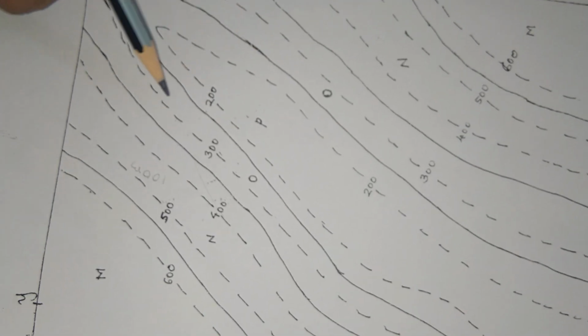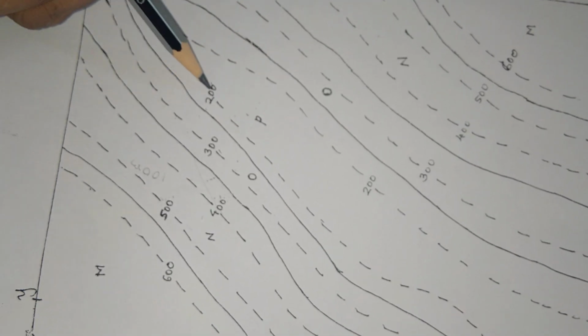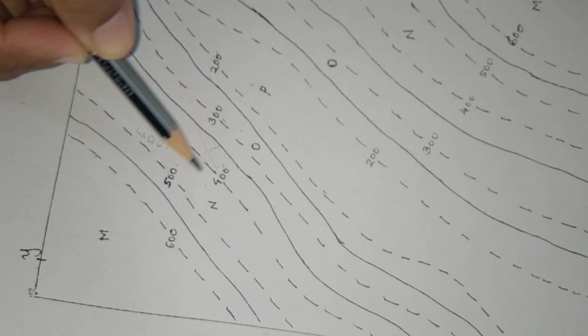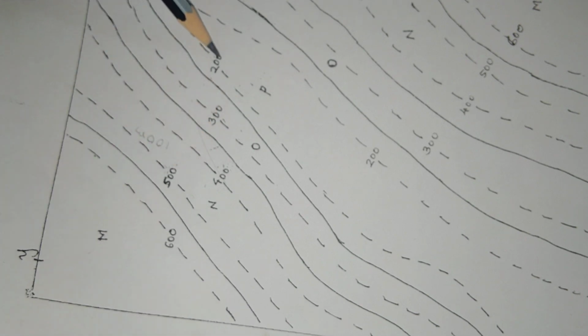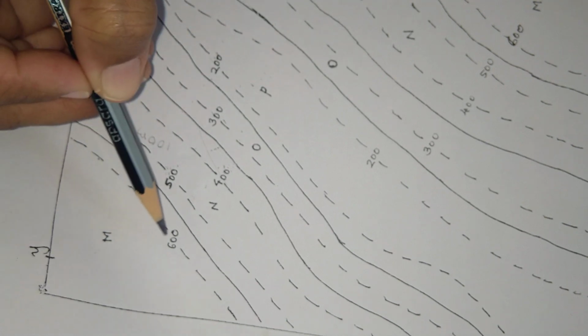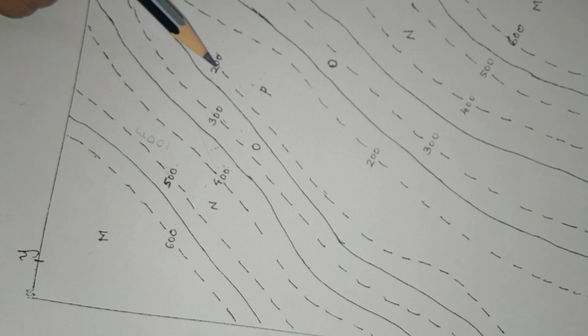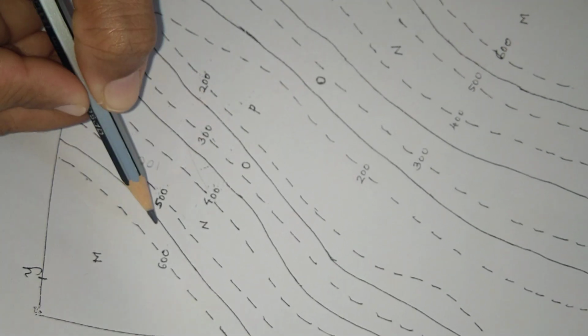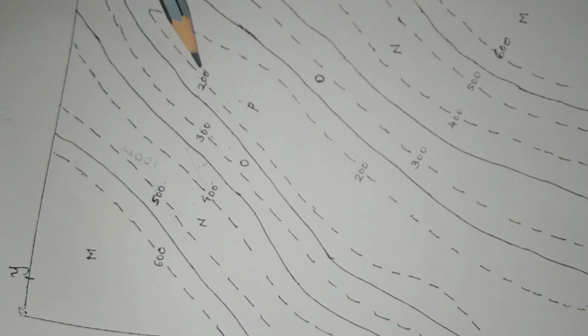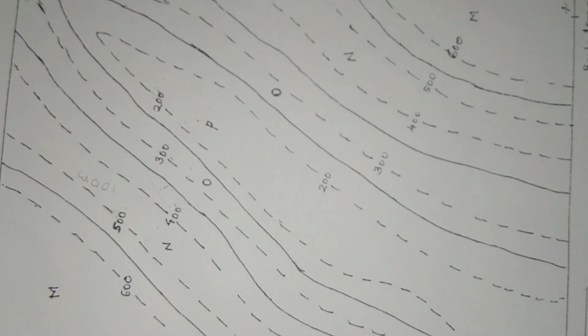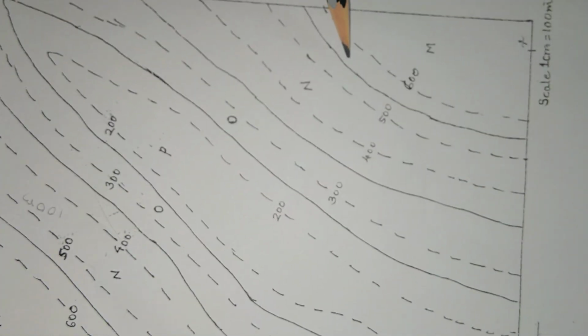How do we identify whether it is a hill or a valley? Here you can see the values 200, 300, 400, 500. The values are increasing away from the center. The least value is at the center and the highest value is away from the center. So this represents a valley or a hill. The lowest value is at the center, so this shows a valley. We are going to draw a cross section along the XY line.